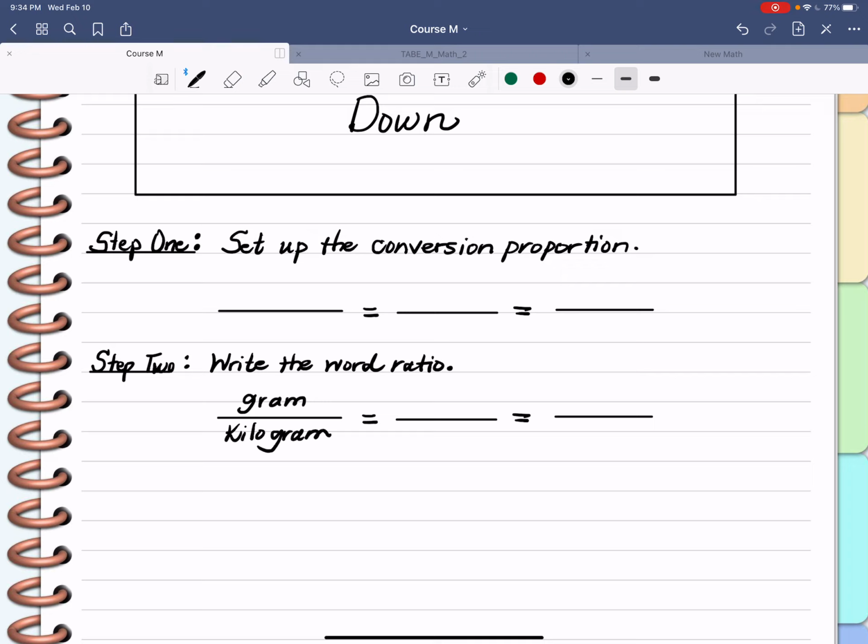Now with the metric system, very often one of these will be the base unit. It'll be grams, liters, or meters, depending on what kind of problem you're doing. So that is not at all uncommon to have one of those base units in this word thing. Okay, that's step 2. Step 3.